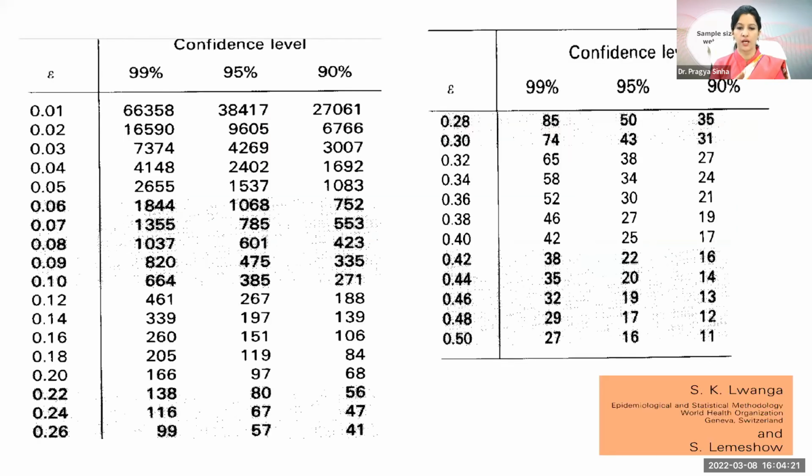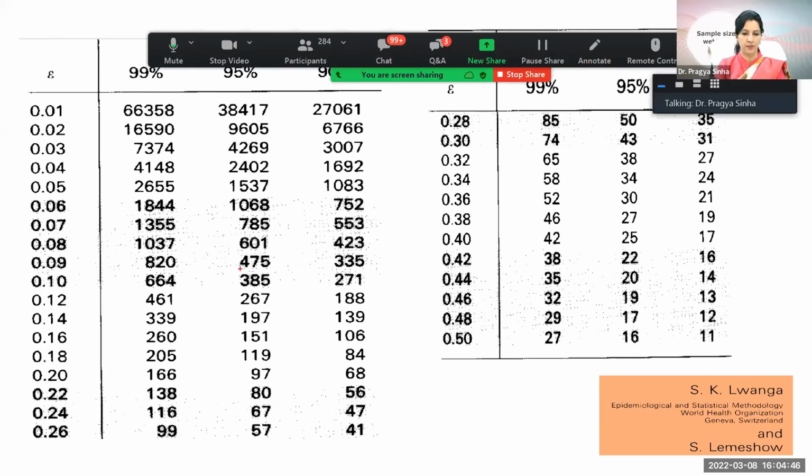So for the formula, you can use this table also. We have taken this table from Lwanga and Lemeshow, which is a very good document for calculation of sample size given by WHO. And in this case, you can see here that at the level of 10% relative precision and 95% interval, the calculated sample size is 385.